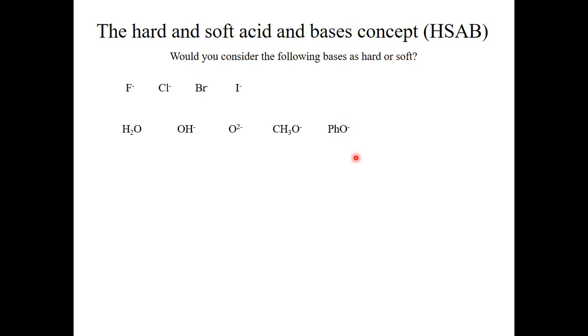All right. In the next row, we have NH3, the ammonia molecule, the methylamine, and the phenylamine, also called aniline. So what could be said about the hardness of these species relative to these ones here?